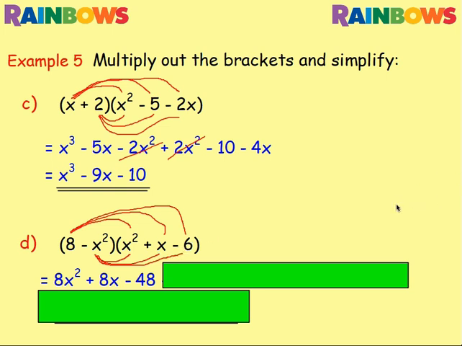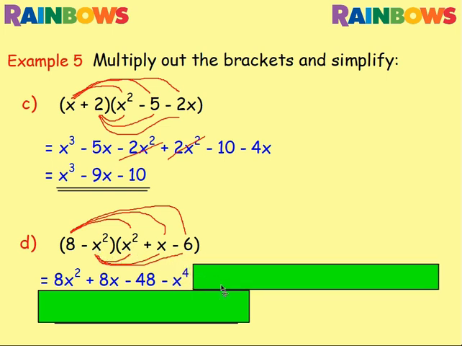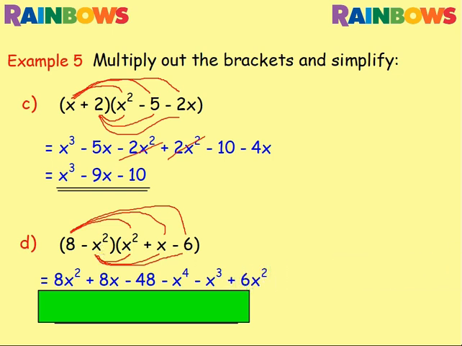Who wants to help me with that? Go on then, Aubrey. What would you have? You'd have negative x squared times x squared is negative x to the power of 4. Well done. Negative x squared times x. Negative x cubed. Well done, Aubrey. And negative x squared times by negative 6. Negative times a negative is a positive. And x squared times 6 is just 6x squared.